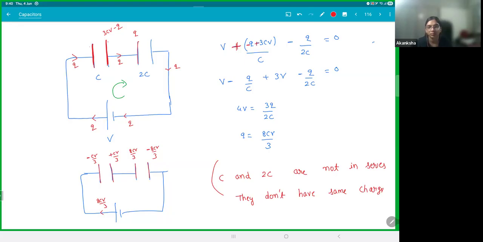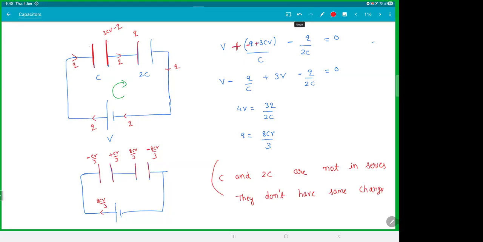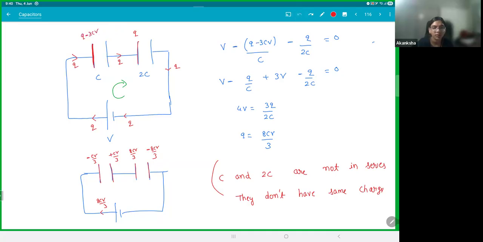So that's what I'm saying. It doesn't matter. You take whichever as a positive plate, the sign will take care of itself. Okay, fine? Yeah.